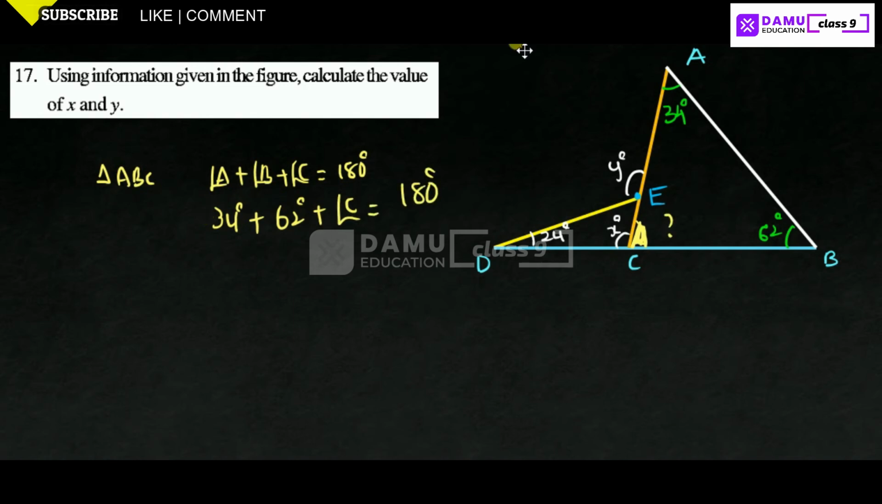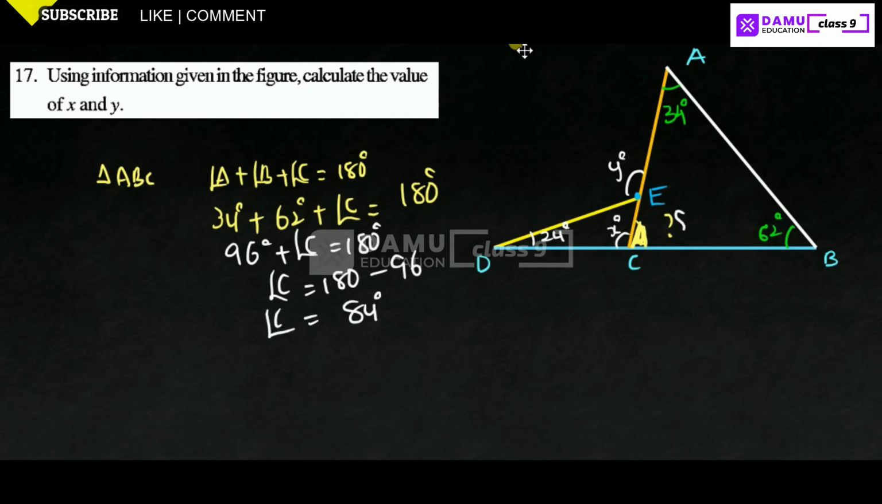Next, 34 plus 62 is 96 degrees, plus angle C will be equal to 180 degrees. Then angle C will be equal to 180 minus 96, which will be equal to 84 degrees. So we got 84 degrees.